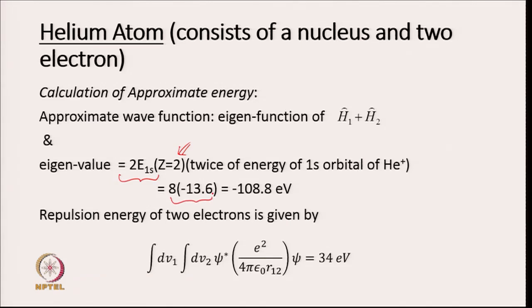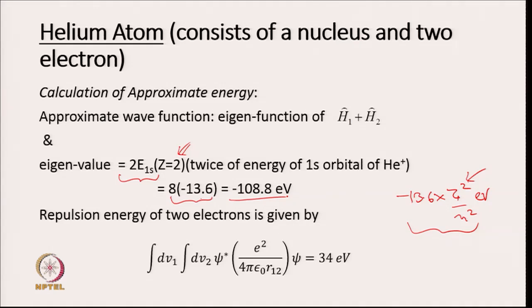If you remember, when we calculated the energy of the different orbits of the hydrogen atom, what we got is minus 13.6 into Z square by n square electron volt. So, the energy of the nth orbit of a hydrogen atom or hydrogen-like atom will be given by this equation. If I calculate this for the helium atom, Z will be equal to 2, so we will get minus 13.6 into 4 divided by n square. And if I take n is equal to 1, then we will get 8 multiplied by minus 13.6 electron volt. So, this is the energy value for the helium atom, and this is equal to minus 108.8 electron volt.